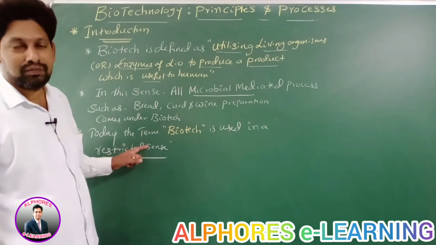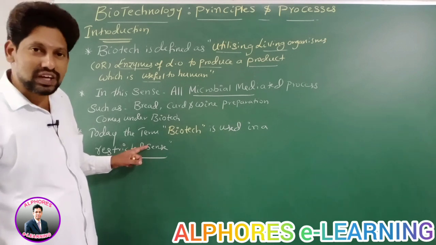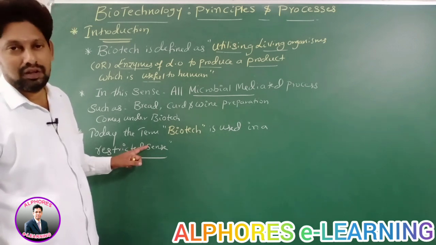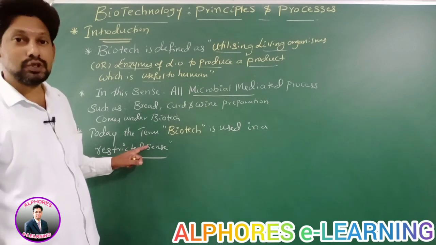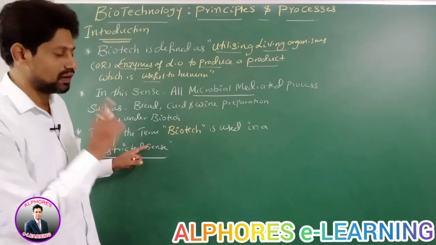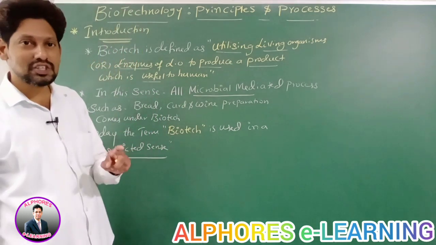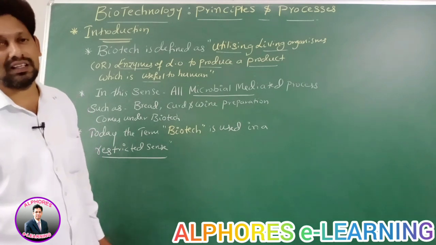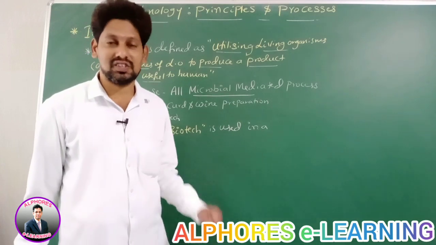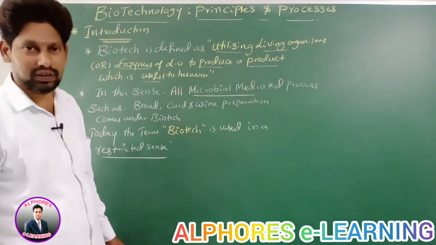What is it, sir? Take a genetically modified organism. If that genetically modified organism produces a product which is useful to human beings on a large scale, then we are going to call that process biotechnology. Which process are we now calling biotechnology? That process should involve genetically modified organisms, and by using them we have to produce a product which is useful to human beings on a large scale. Is this statement okay?